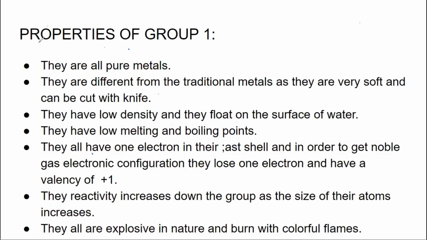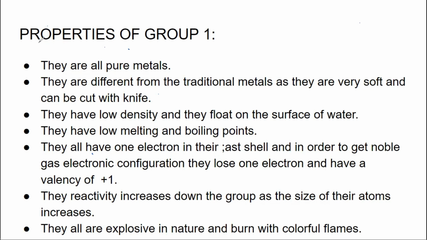They are different from the traditional metals. Why? Because with traditional metals, like iron, silver, gold, copper, aluminium, we think that they are very hard, tough, strong, shiny. But on the other hand, these group 1 elements are so soft and fragile that they can be cut with a knife. If you put a small piece of iron, silver or gold in water, it sinks. But unlike these traditional metals, they float on the surface of the water because their density is very low.